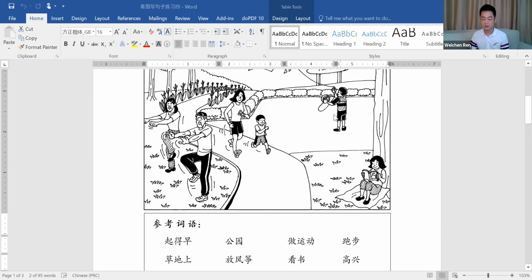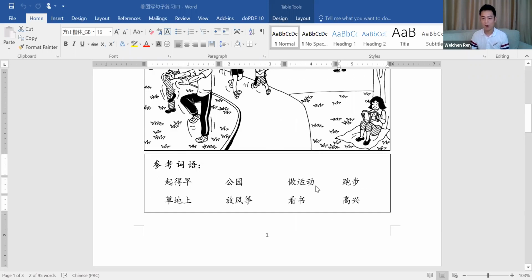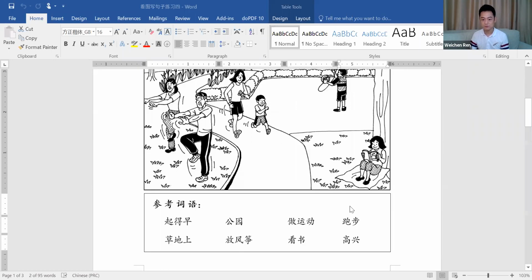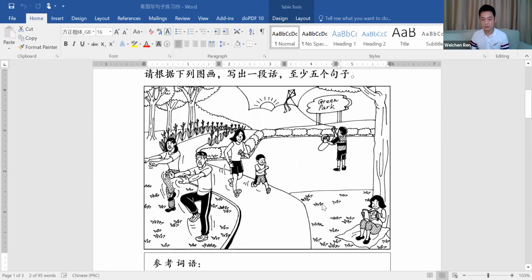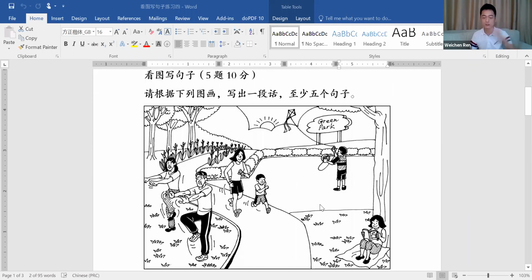I can always see a boy flying a kite in the park. The kite is very beautiful. 看书. My sister likes to sit next to the tree and do some reading. They all look very happy. 高兴. So by doing this, you are actually writing a fluent and complete paragraph.